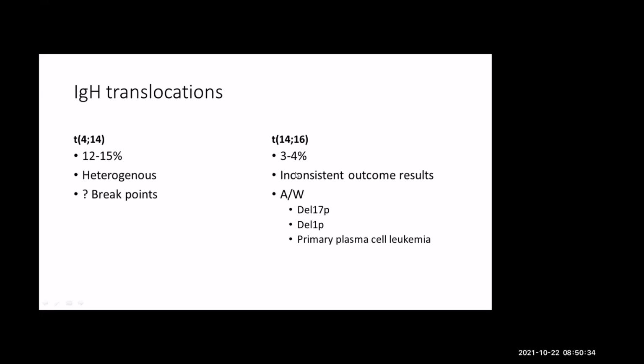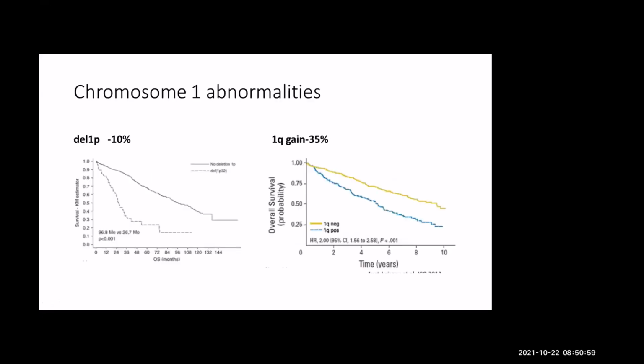t(14;16) is a rare abnormality. It is in less than 5% of patients, and it is associated with many bad abnormalities like deletion 17, deletion 1p. So whether it is independently prognostic is not known, but it is part of the current ISS. Another cytogenetic abnormality to note is t(11;14). This doesn't have a bad prognostic impact, but it leads to BCL2 overexpression, and this can be targeted by venetoclax. So this is important to keep in mind.